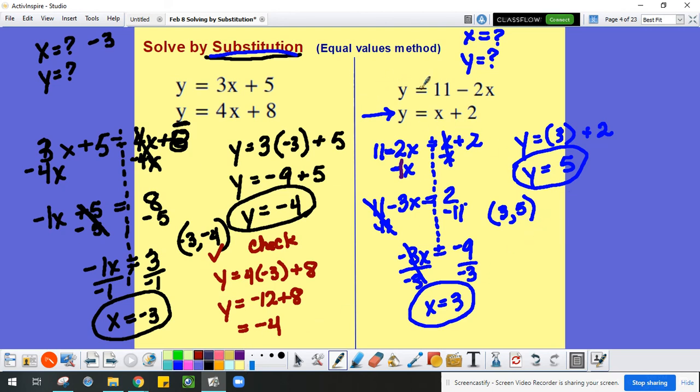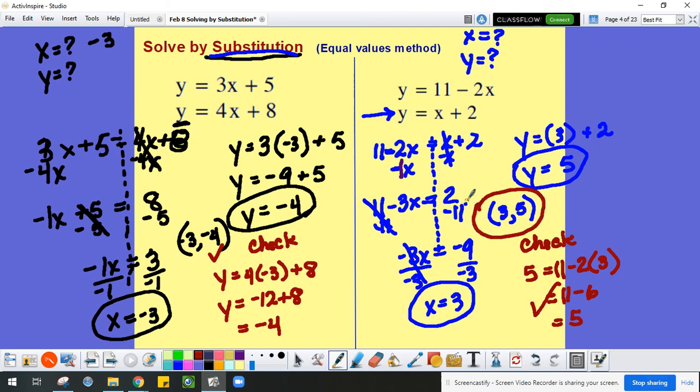So I didn't use the top one for substitution. So I'm going to check and see if 3, 5 works for that. So checking my work. Y is supposed to be 5, so that's y. Y equals 11 minus 2x. 11 minus 2 times x, which is 3. So let's check that out. 11 minus 6, yes, 11 minus 6 is 5. It checks out. So my answer is x equals 3 and y equals 5, or you can also write it as an ordered pair, 3, 5.